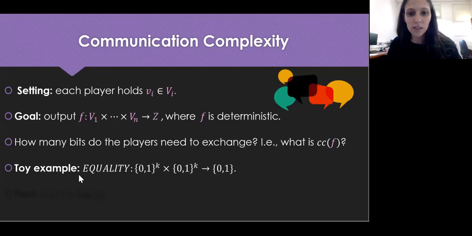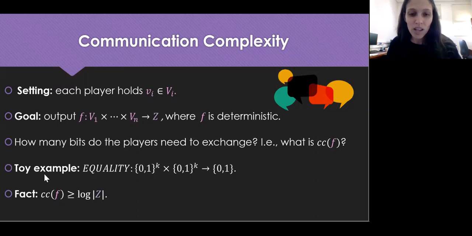A small example is the function equality. Imagine that there are two players, each of them holds a k-bit string, and we want to know whether those strings are equal or not. So this function can be trivially computed by having player 1 send all his k bits to player 2, and then player 2 can see whether the strings are equal or not, and he sends back 1 bit which says equal or not equal. So we know the output, and it takes only k plus 1 bits. And we can show that this trivial protocol is also optimal, but we won't show it.